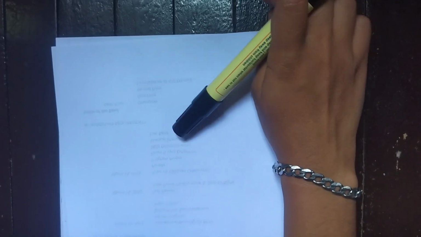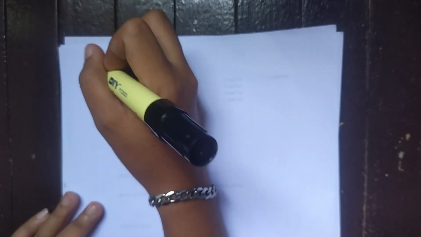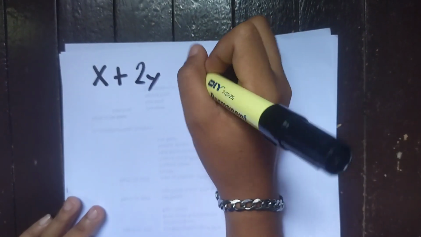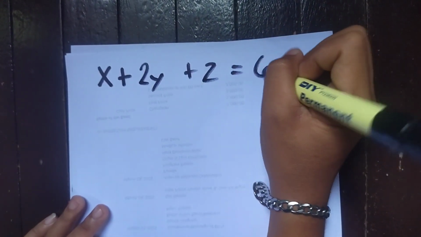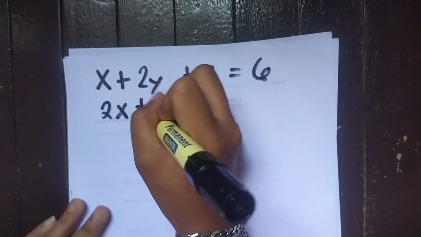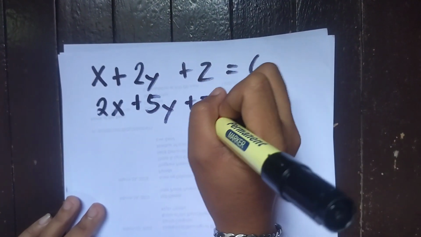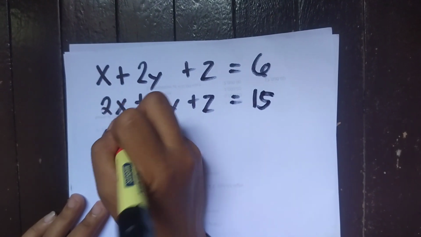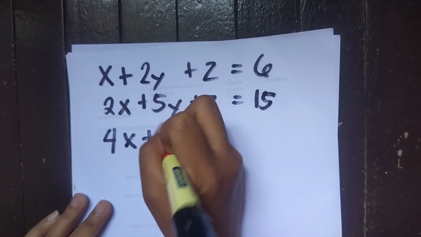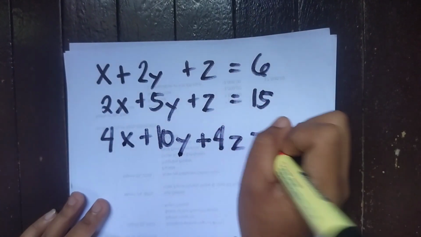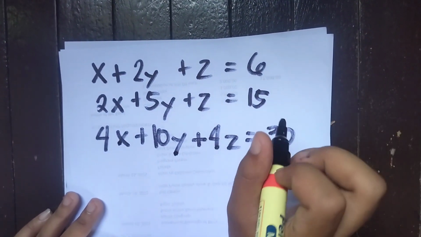Let's answer together. So, x plus 2y plus z is equal to 6. 2x plus 5y plus z is equal to 15. And 4x plus 10y plus 4z is equal to 30.